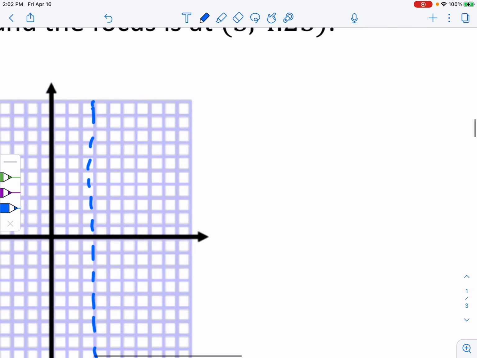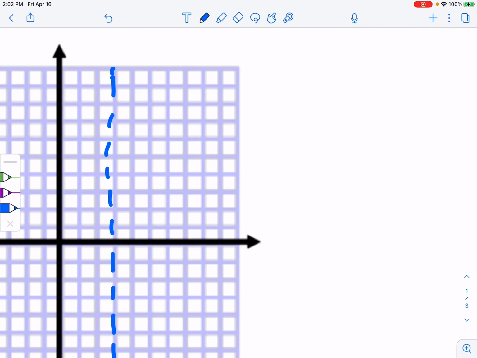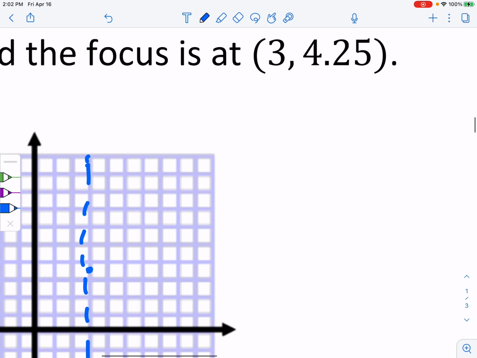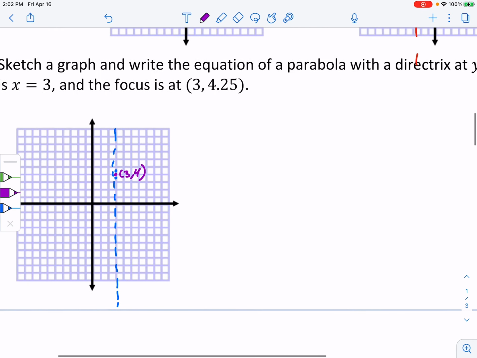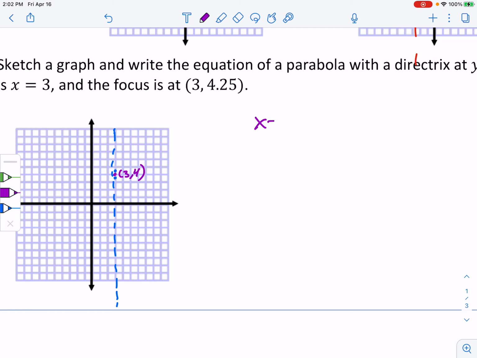So this is really tiny. 1, 2, 3.75. And the focus is at 4.25. My vertex has to be in dead center in between them. So it's got to be at (3, 4). So you know it's x minus 3, and you know it's y minus 4. We know it's opening up because your axis of symmetry is vertical, so it's going this way. So this has to be the squared term. And all I need is my 4p. Well, 4p goes right here.